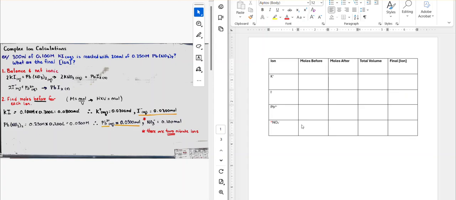So what I have here is 300 mL of a 0.1 molar potassium iodide solution, and it's reacted with 200 mL of a 0.25 molar lead(II) nitrate solution. And I want to know what the final ion concentrations are after everything mixes.